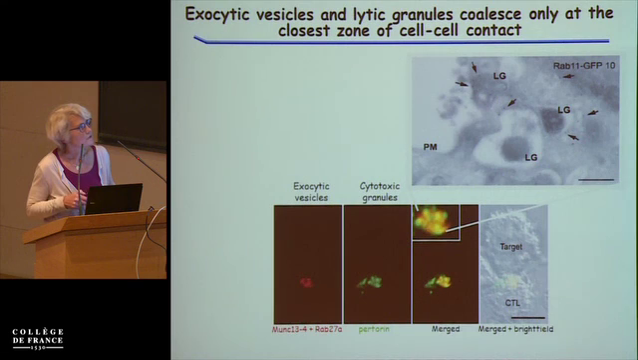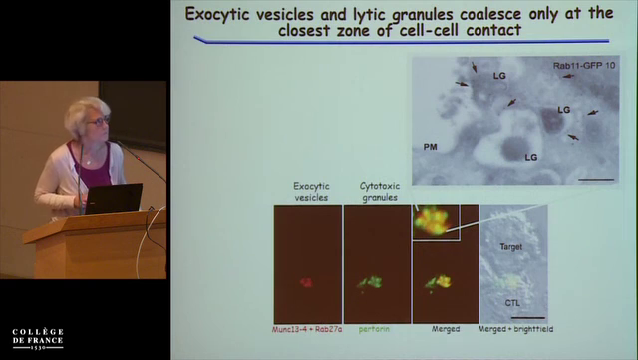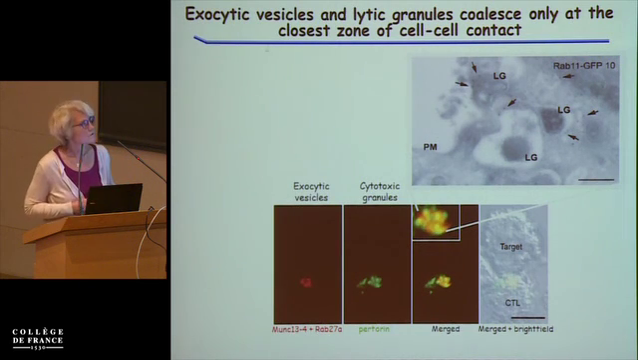as supported by electron microscopic analysis, showing that near the plasma membrane at the immunological synapse, a few lytic granules containing perforin and granzyme are decorated in their limiting membrane by markers of the exocytic vesicle, suggesting that they result from the fusion of the two types of vesicles.